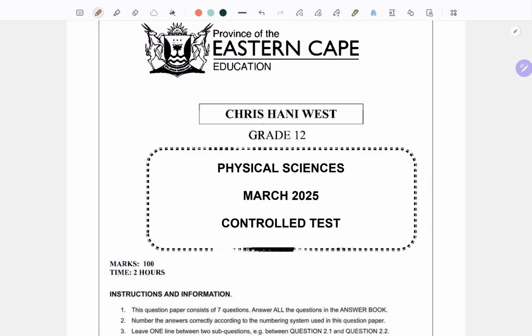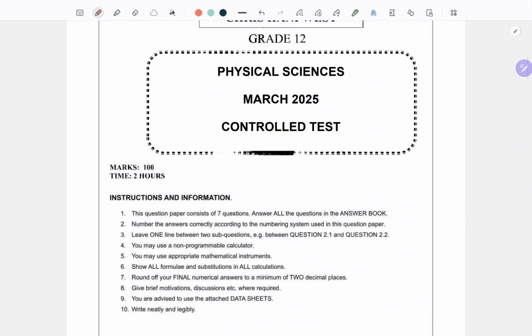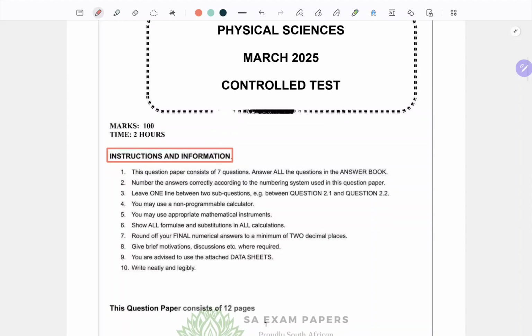So I'm going to use this paper from the Eastern Cape from Chris Hani West. Okay, right, so instructions folks, very important. They are the starting point to any form of examination. Please read all of them carefully. I will just highlight the big three.